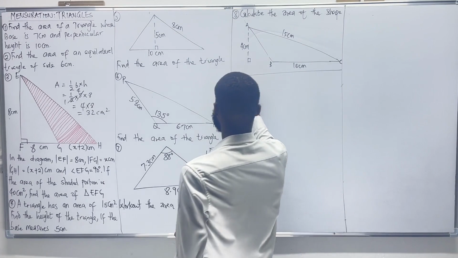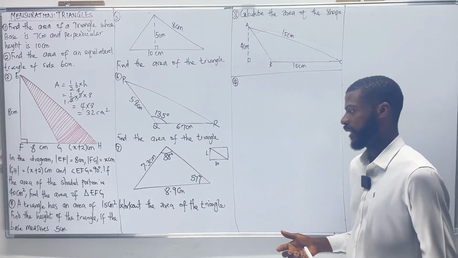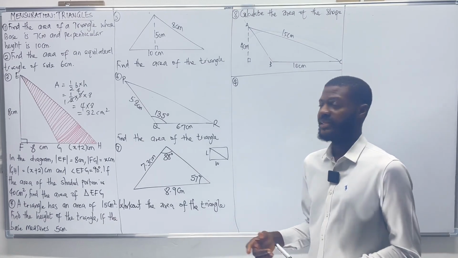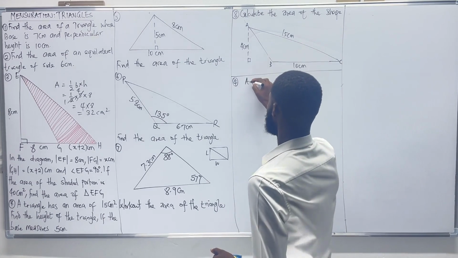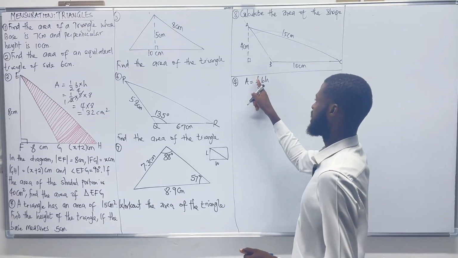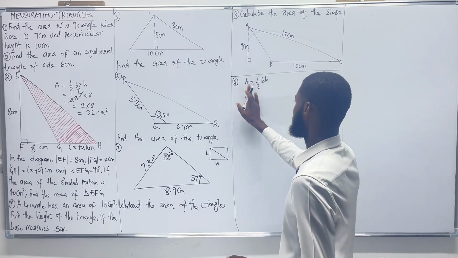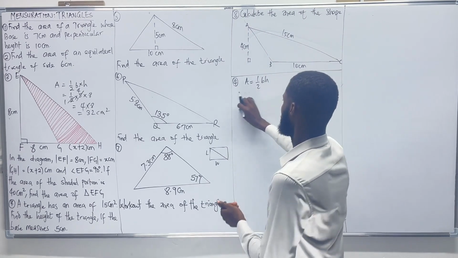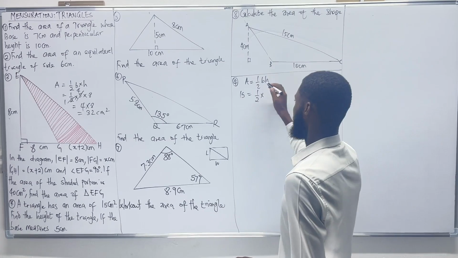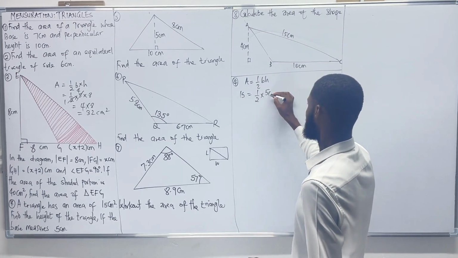So question 4. A triangle has an area of 15 centimeters squared. You have to find the height of the triangle if the base measures 5 cm. We know that area is half base times height. So this means, you see this half here, the area in the equation is 15. So we have 15 equal to half times our base, which is 5 cm.